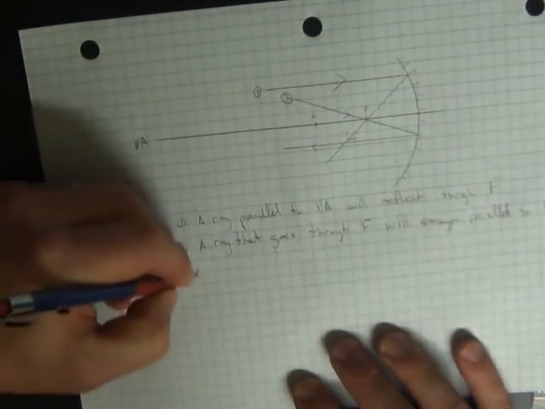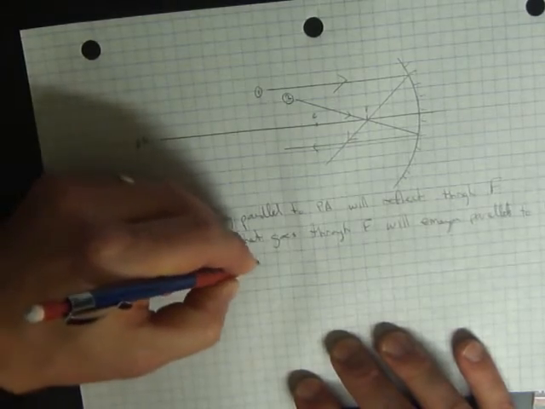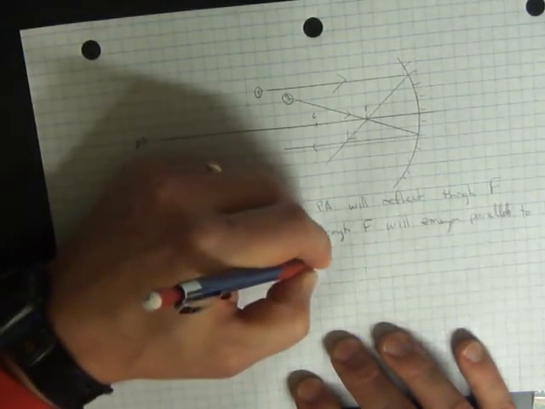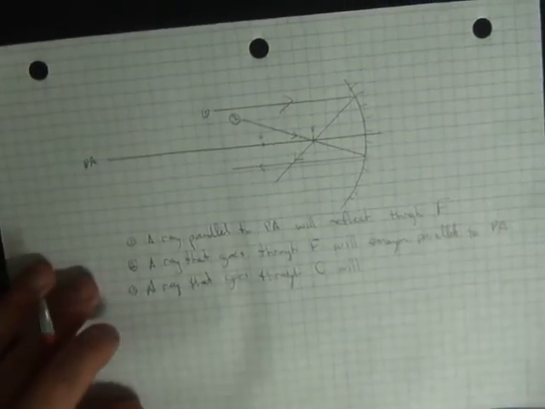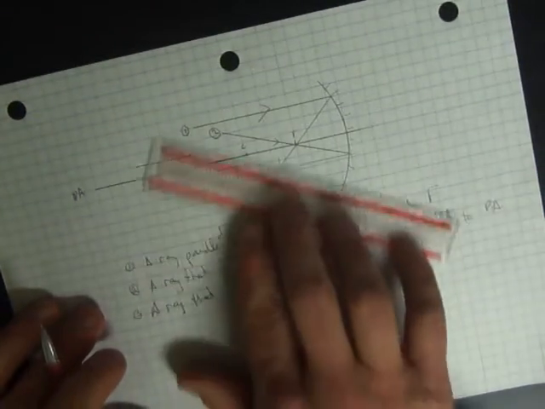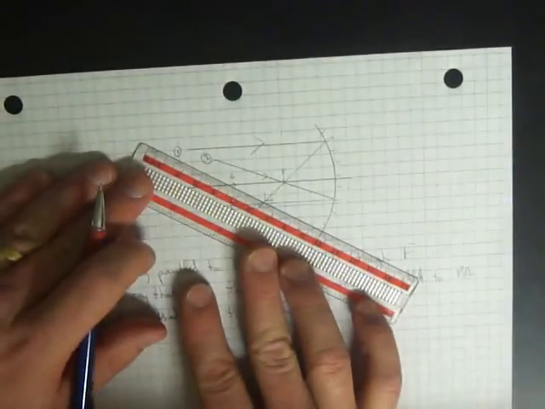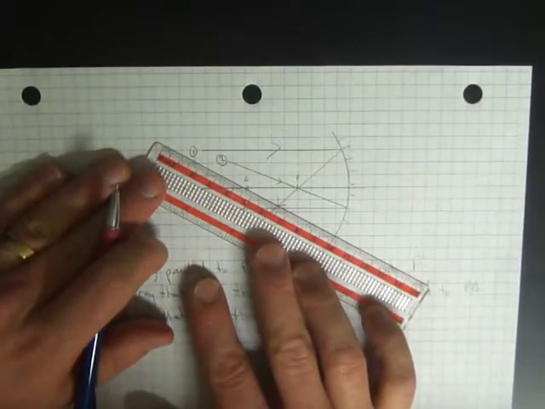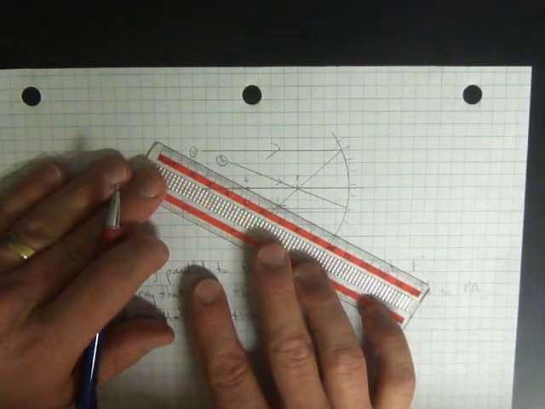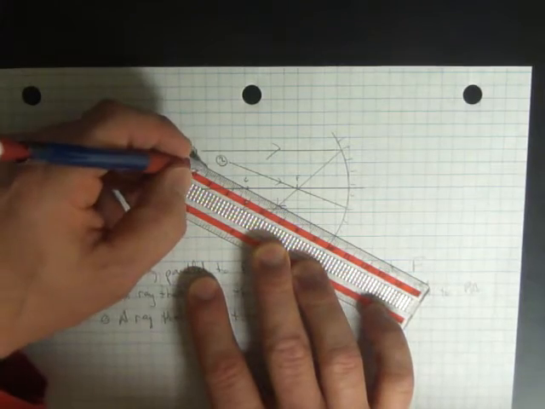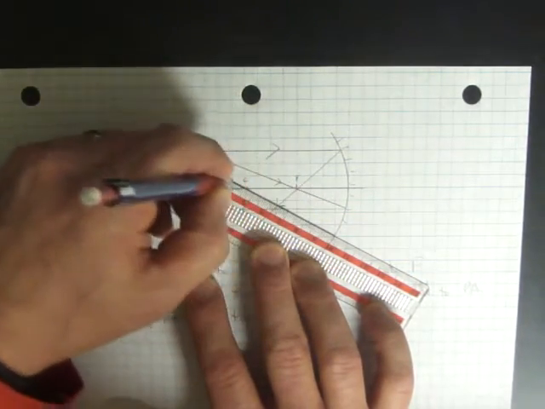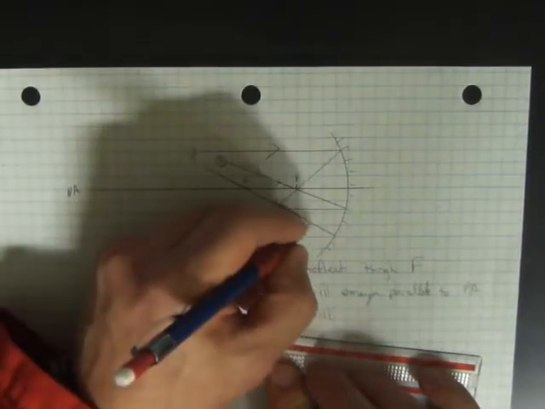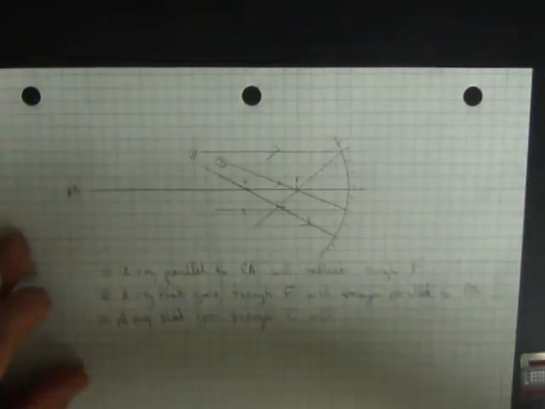Number 3. A ray that goes through C will Well, let's do that. Let's pick a ray that goes through C. And I'm just going to pick one that's kind of up here on an angle. Right, so here I've got the ruler on C, and I'm just going to have it hit the mirror somewhere. In a moment, we're going to decide on how we know which way to pick them, and I'll talk about that in a minute. So this guy is going to come in and hit. What happens to that guy through C?